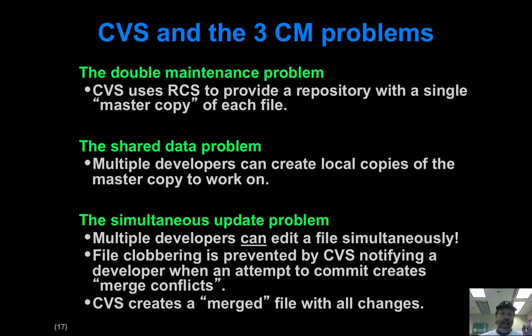The simultaneous update problem is solved not by locking and preventing two people from editing at the same time, but simply by detecting when two people try to commit modified versions of the same version of the file, and then saying, okay, you guys have to resolve your differences.